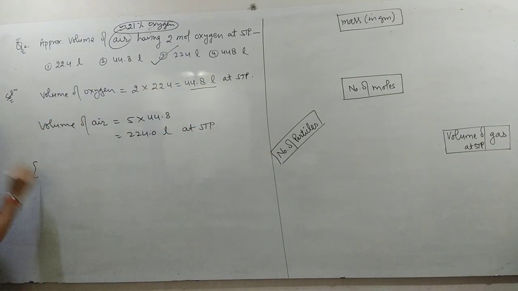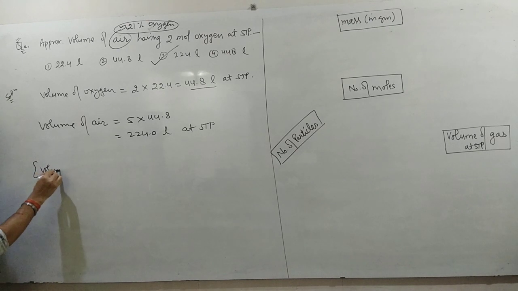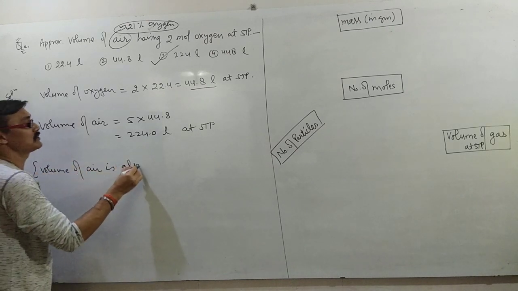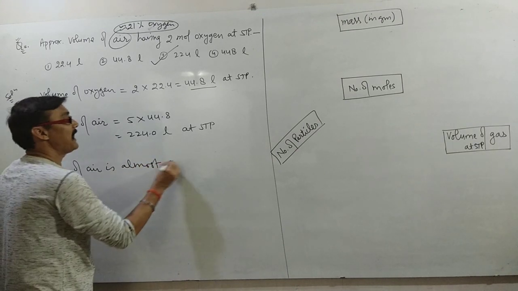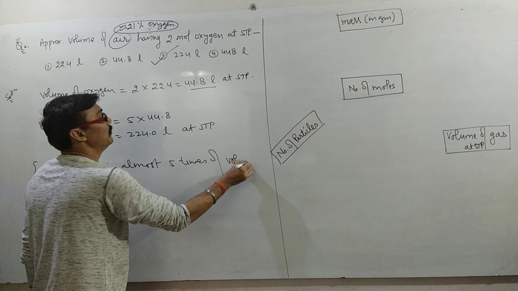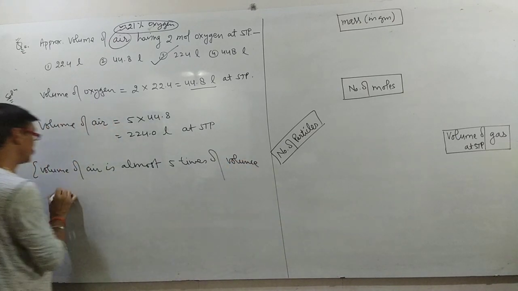What is the information? Volume of air is almost 5 times of volume of oxygen.